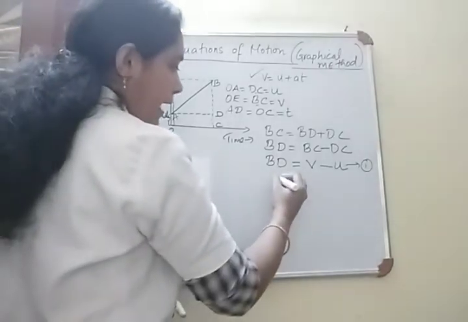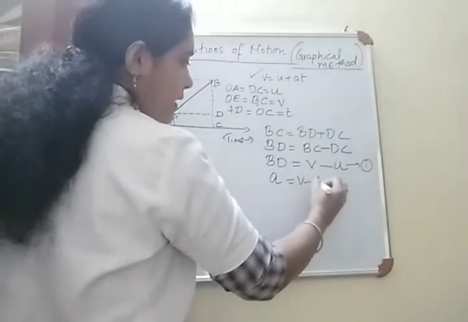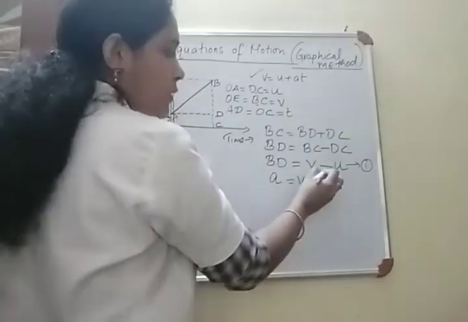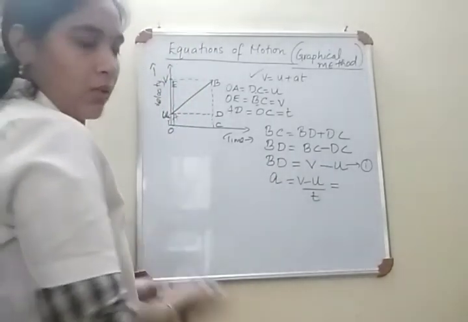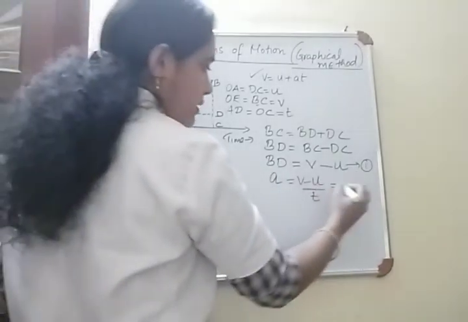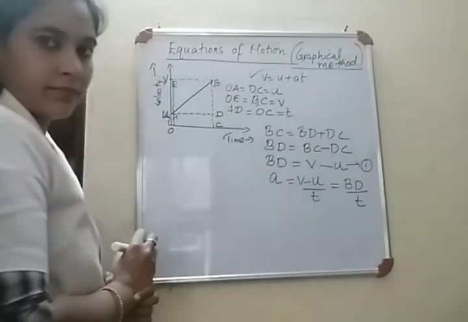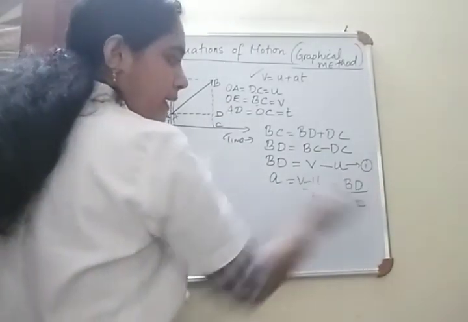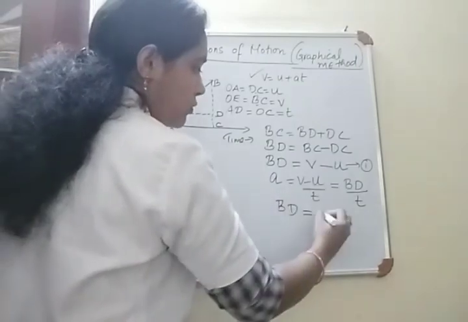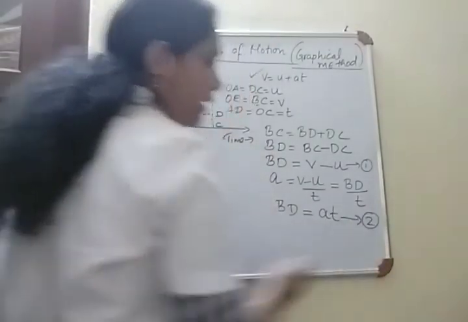Now, what is our acceleration equation? We had already studied: acceleration A is equal to V minus u by t. Right? And now we got an expression for V minus u. What is V minus u? From equation 1, V minus u is equal to BD. So instead of V minus u, you can write BD by t. A equal to BD by t. Then what is BD now? Therefore BD equal to A into t. Right? So let this be our equation number 2.